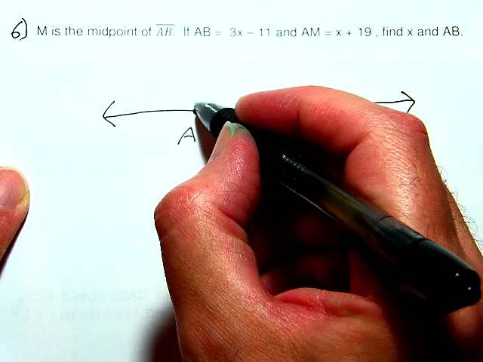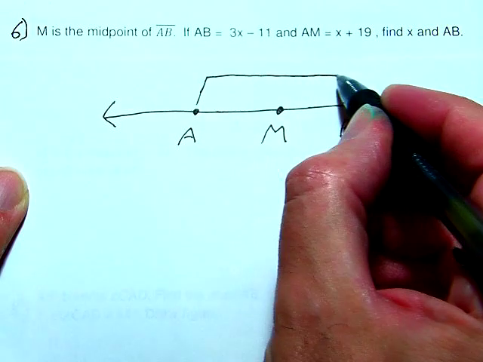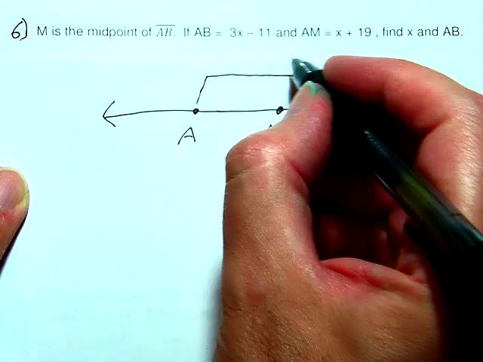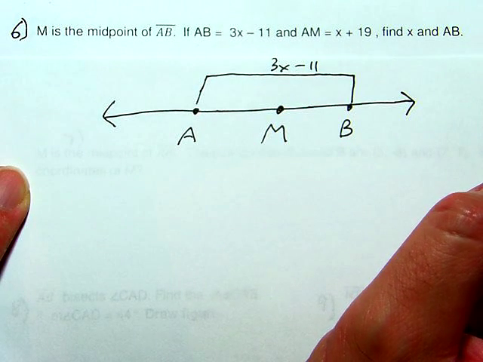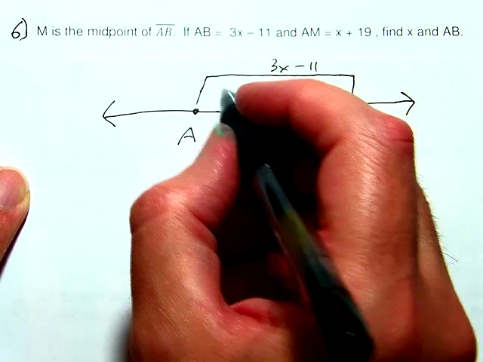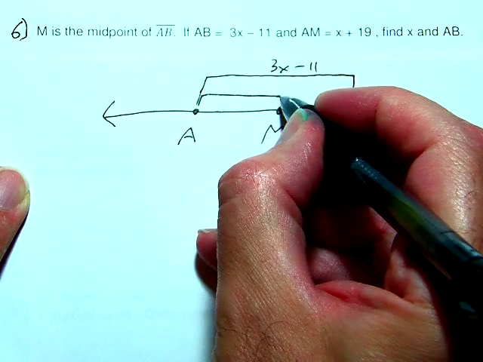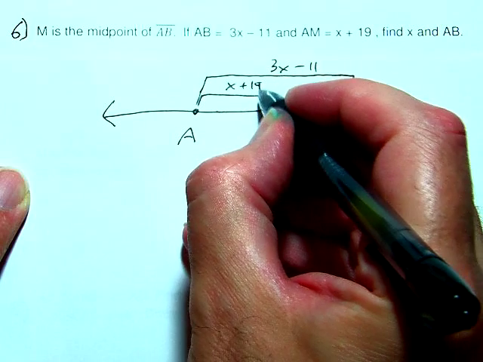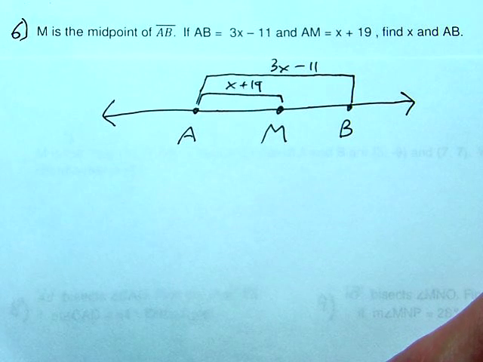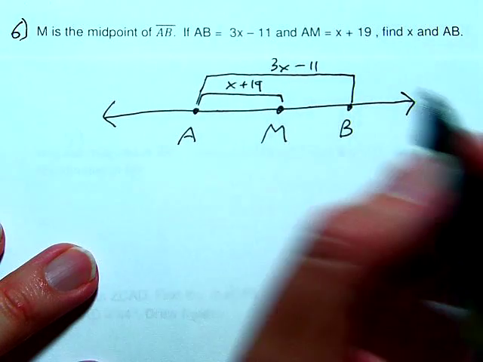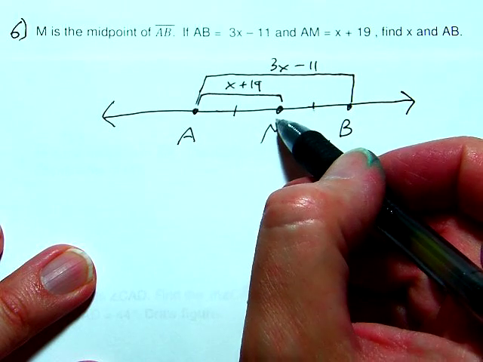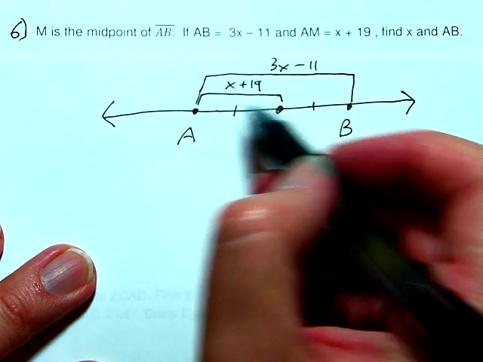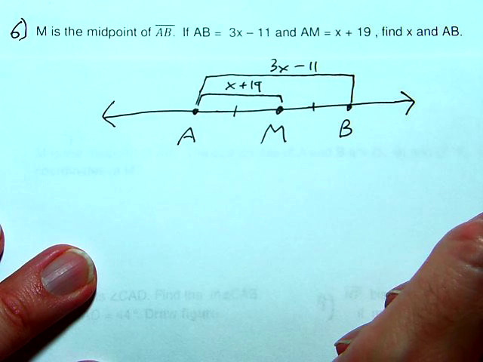So we're told two things. AB is 3x minus 11. So let me make a little measure over there. 3x minus 11 is the distance from A to B, and the distance from A to M is x plus 19. So let's draw that in here. From A to M is x plus 19. Okay, so we're going to have to figure out how we're going to solve for x. M is the midpoint of AB. So what we could do is draw a notch here and a notch here just to remind us that AM is congruent to MB because the midpoint divides a line segment into two equal parts.